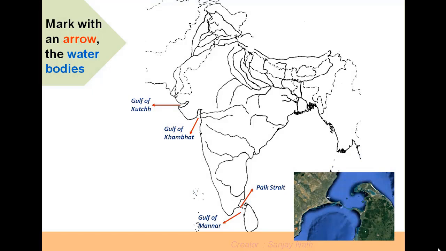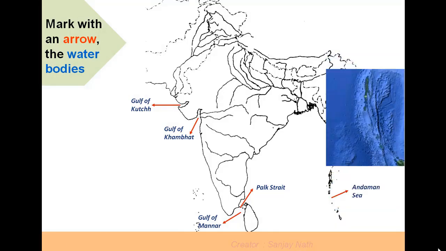Palk Strait. It is a strait between the Tamil Nadu state of India and the Mannar district of the Northern Province of Sri Lanka. Andaman Sea. The Andaman Sea is a part of the Indian Ocean. It is situated west of Thailand and east of the Andaman and Nicobar Islands.